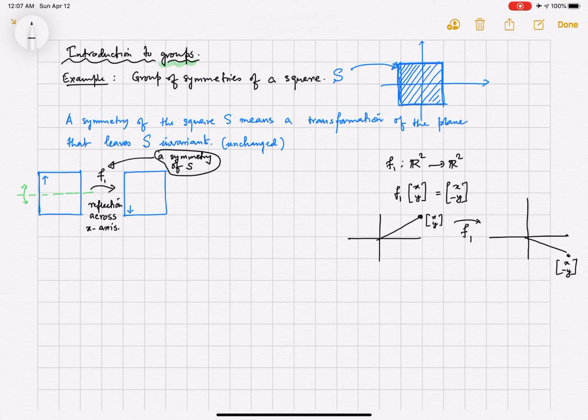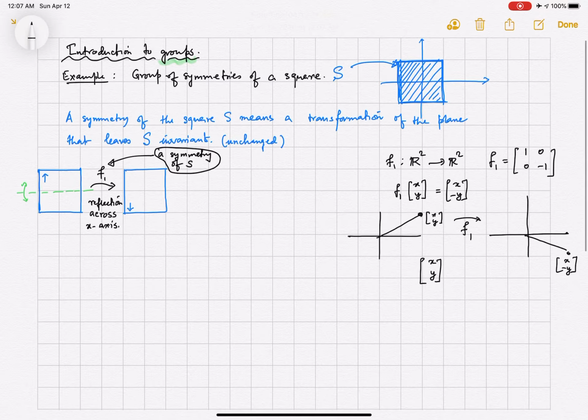If you wish, you can represent this function by a 2 by 2 matrix, this 2 by 2 matrix. What I mean is applying the transformation to a vector is the same as multiplying by this matrix on the left. Okay. So that's an example of a symmetry of S.